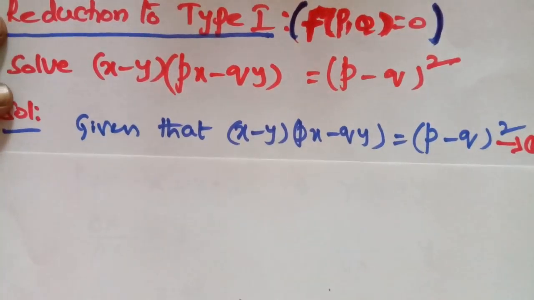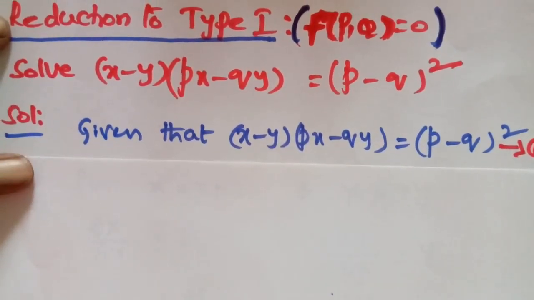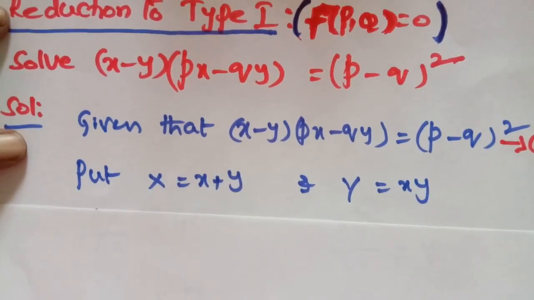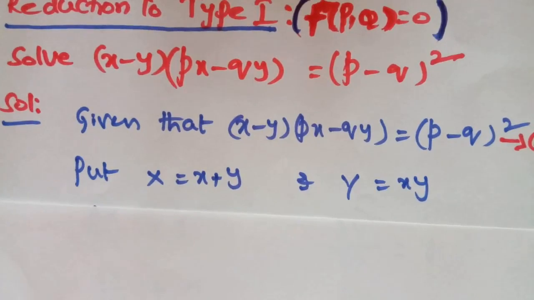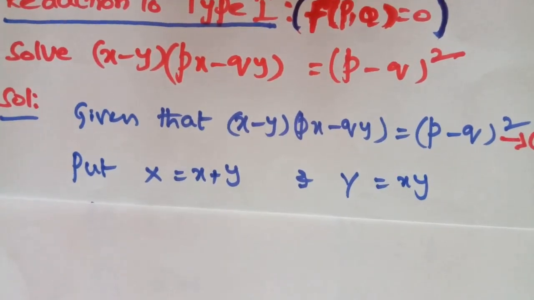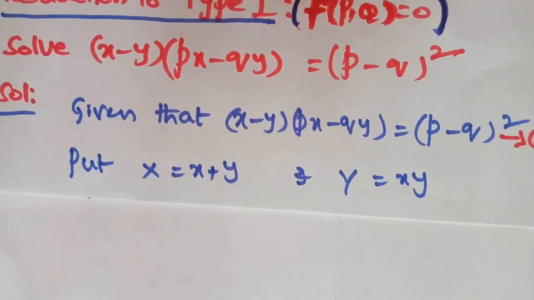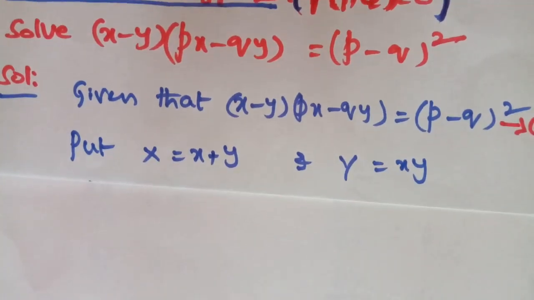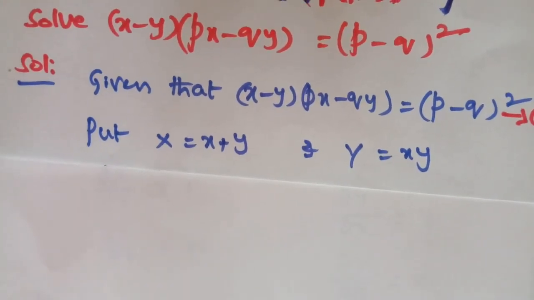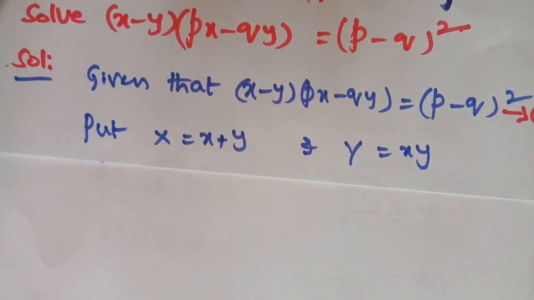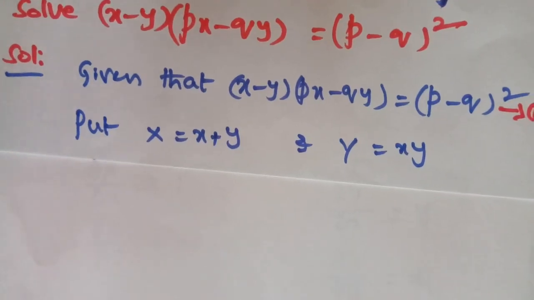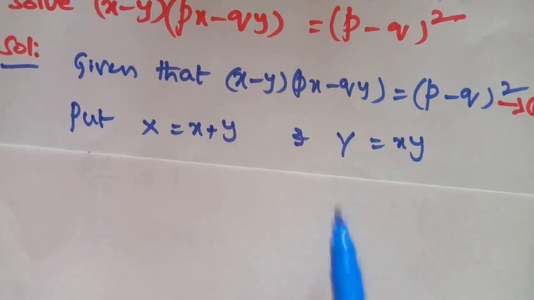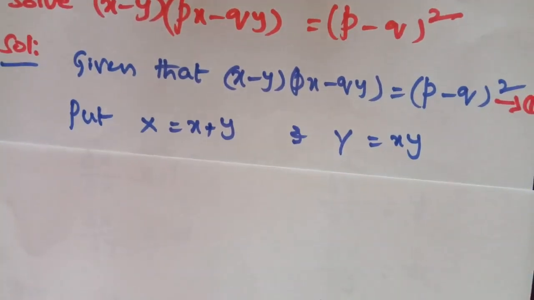Now the suitable substitution to solve this type of problem is capital X equal to x plus y and capital Y equal to xy. Therefore, now z is a function of capital X and capital Y. Again, capital X is a function of small x, small y, and capital Y is a function of small x, small y. Now, partially differentiating capital X and capital Y with respect to x and y respectively.